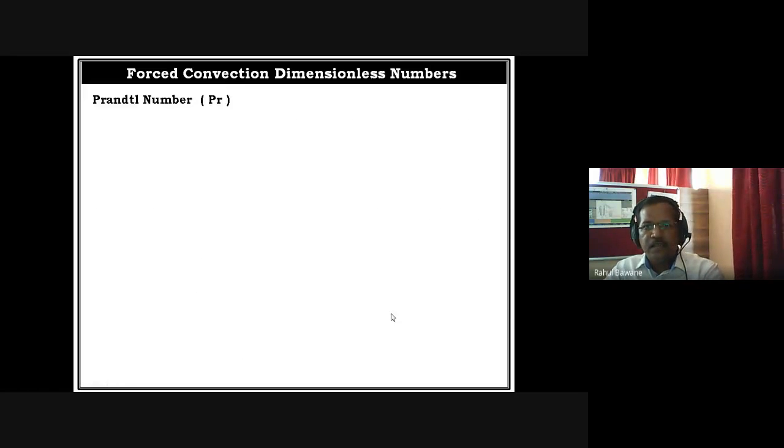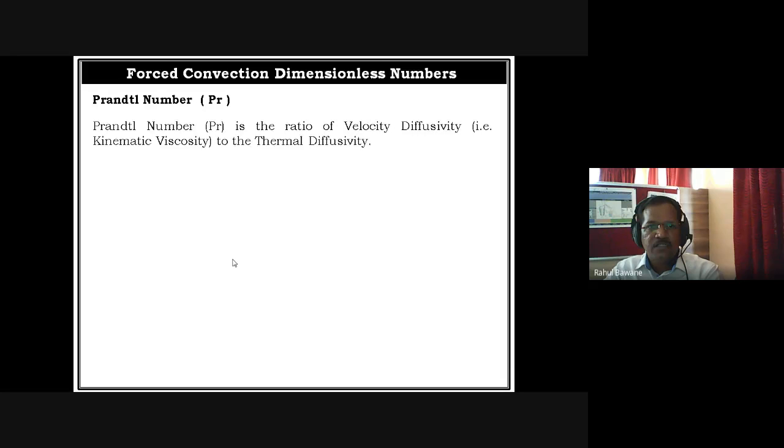Next dimensionless number is Prandtl number, and it is denoted by Pr. Prandtl number is the ratio of velocity diffusivity to the thermal diffusivity. We know what thermal diffusivity alpha is, where the thermal conductivity portion is there. After that, we studied thermal diffusivity, and velocity diffusivity is nothing but kinematic viscosity. So it is the ratio of kinematic viscosity to thermal diffusivity. Kinematic viscosity is denoted by nu and thermal diffusivity by alpha.